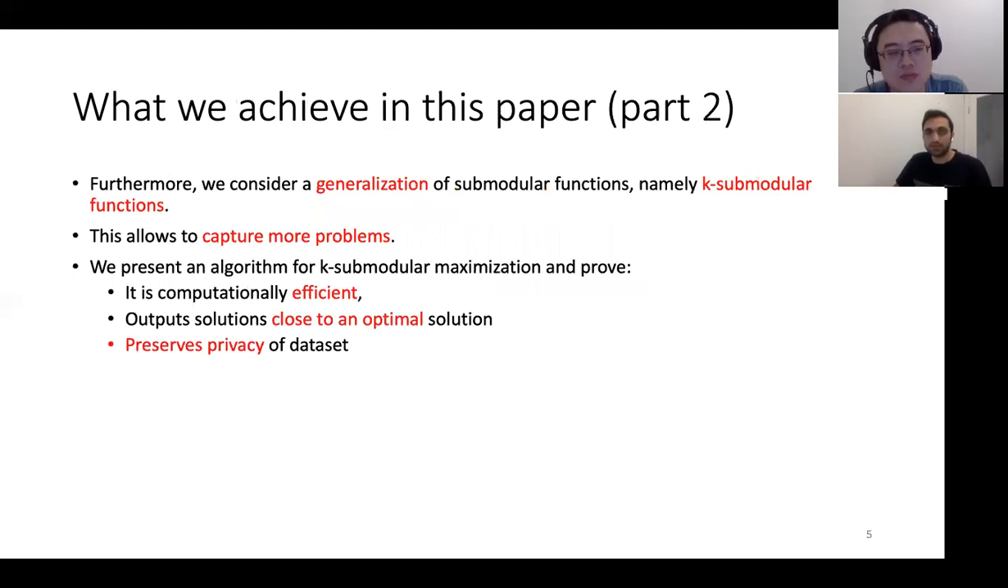In the second part, we consider a generalization of submodular functions, namely k-submodular functions. This generalization allows us to capture more problems. And for this setting, we present an algorithm, and we prove the algorithm is efficient, preserves the privacy, and returns a good solution at the end of the day.